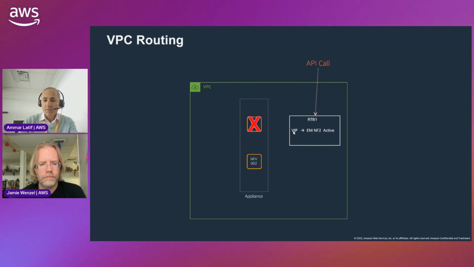We have an option of putting these NFVs behind a gateway load balancer, which I'm not showing on the screen here. We could put these NFVs behind a gateway load balancer and then have the gateway load balancer handle the switching of the traffic. That is a known pattern.